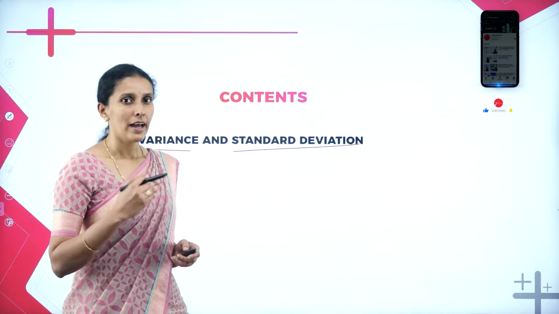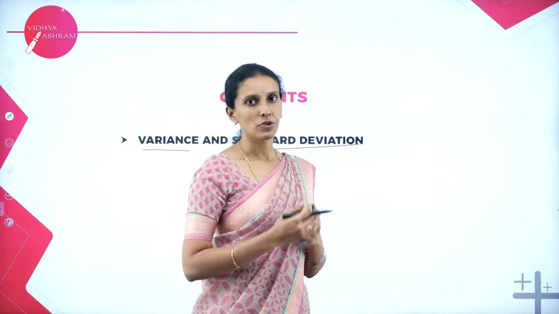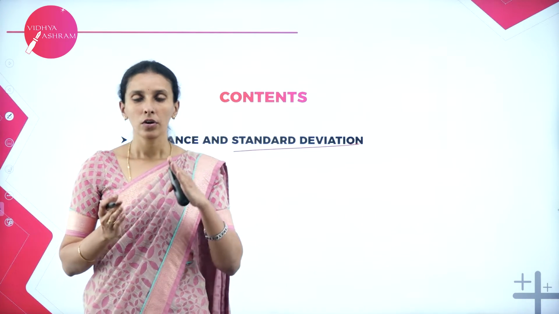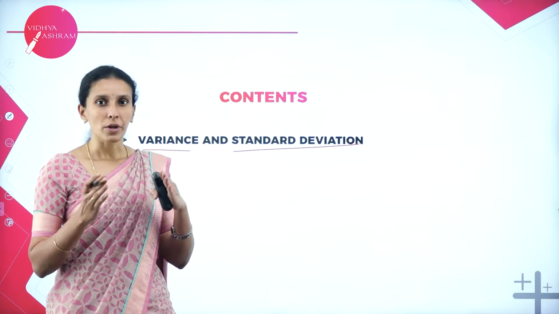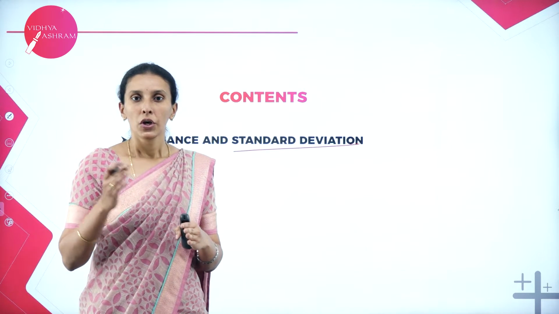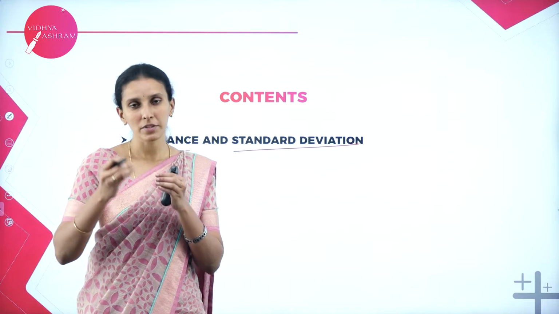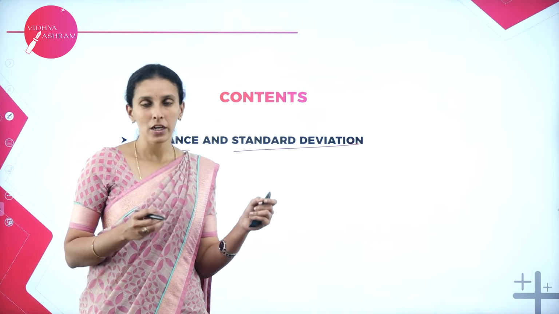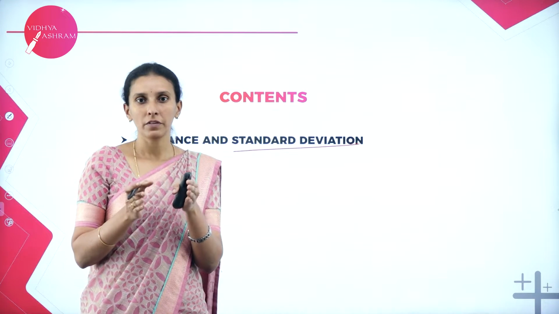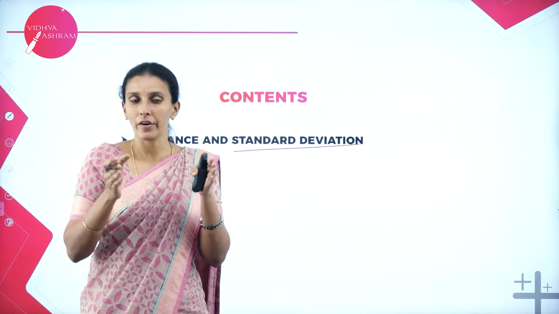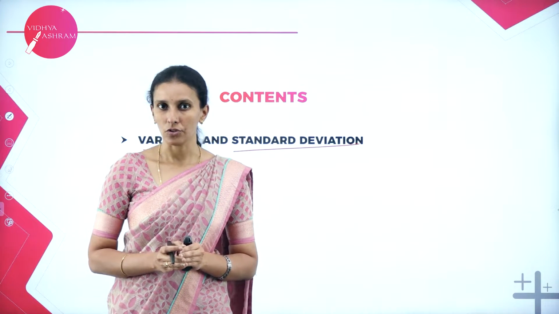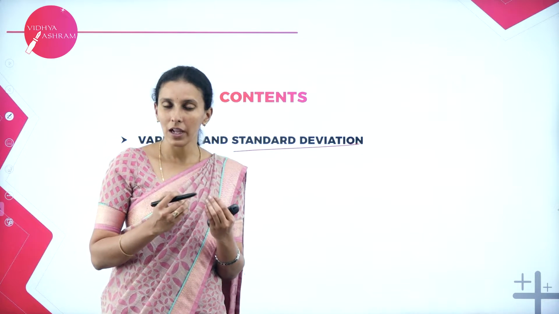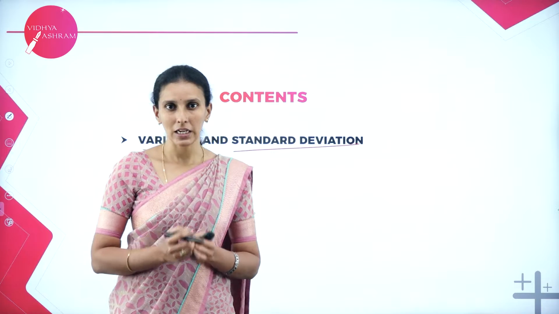So as I said previously, you have two types of data. One is ungrouped data and another is grouped data. Ungrouped data is where each observation is written individually. Grouped data is where we write how many times the observation is repeated, in terms of frequency, or we can group the observations from 10 to 20, 100 to 200 and so on, in terms of class intervals. Based on that, we use different formulas to find the variance and standard deviation.